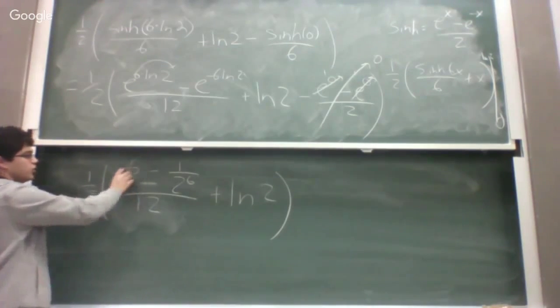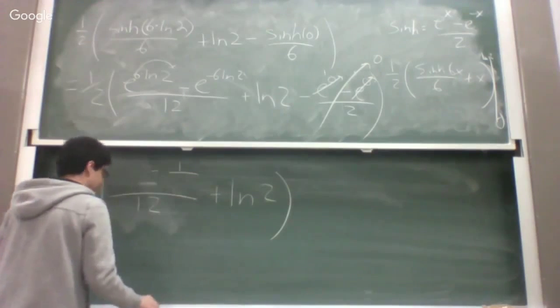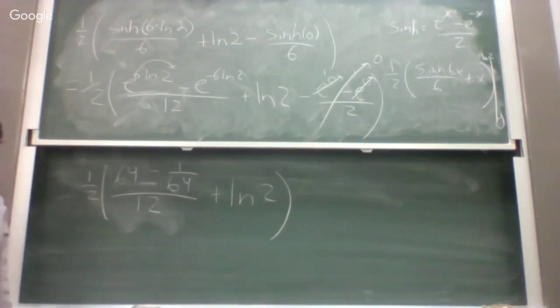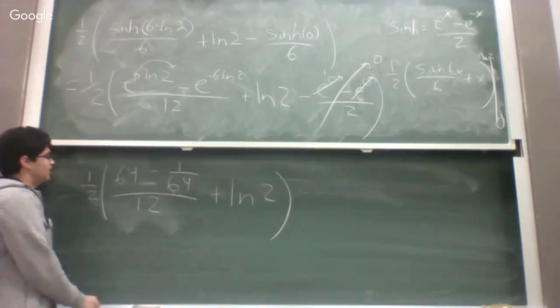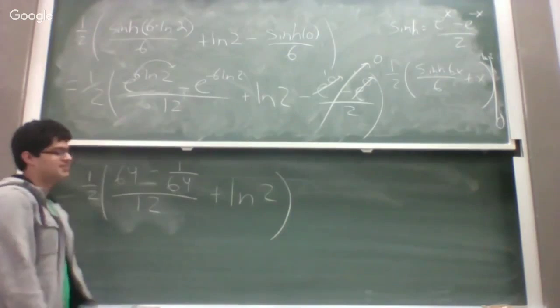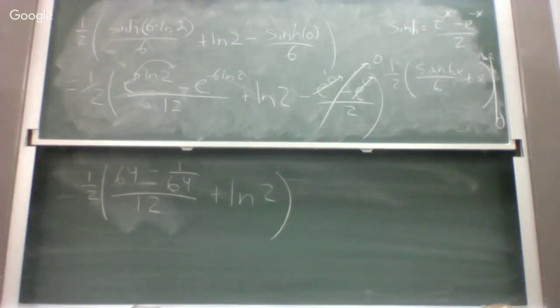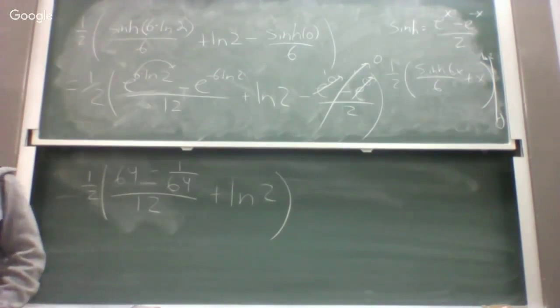So is it okay if I erase and put 64 there? Why not? Why am I asking you guys? If someone wants to say no, you have to be quick. 64 minus 1 over 64, you guys can do that. I'm not going to do it. You have to multiply 64 by 64. I don't know the answer. I made this up.